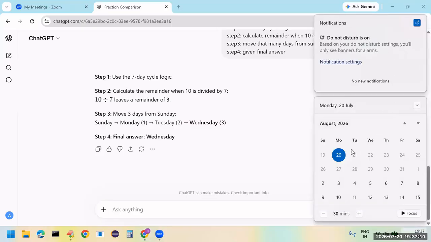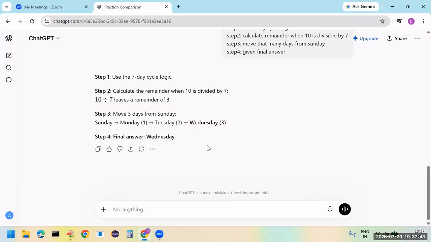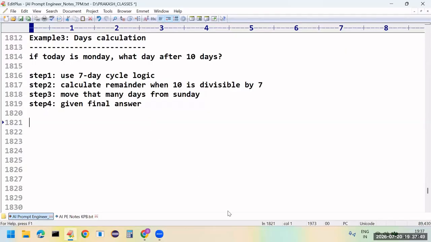You can see the calendar. Today is Monday. So after 10 days, 1, 2, 3, 4, 5, 6, 7, 8, 9. So the 10th day is nothing but Wednesday. Maybe the people who are very clever at aptitude and reasoning can answer this question. But anyway, it's not related to the mathematical class, right? So I hope you understood how to write the steps for this.